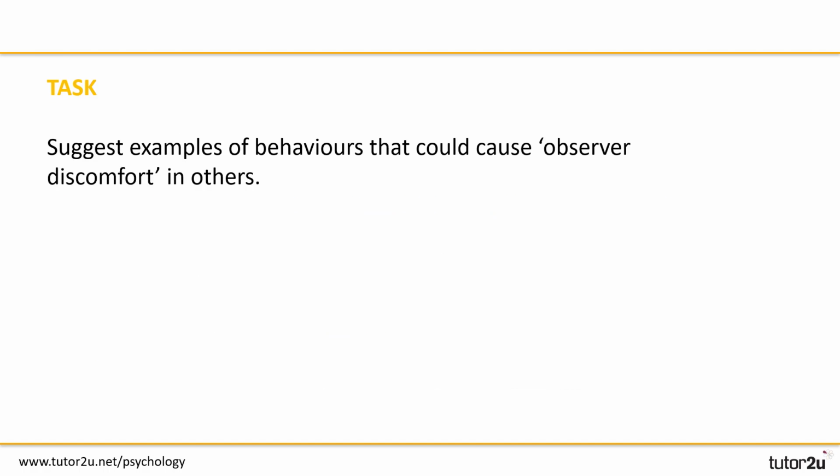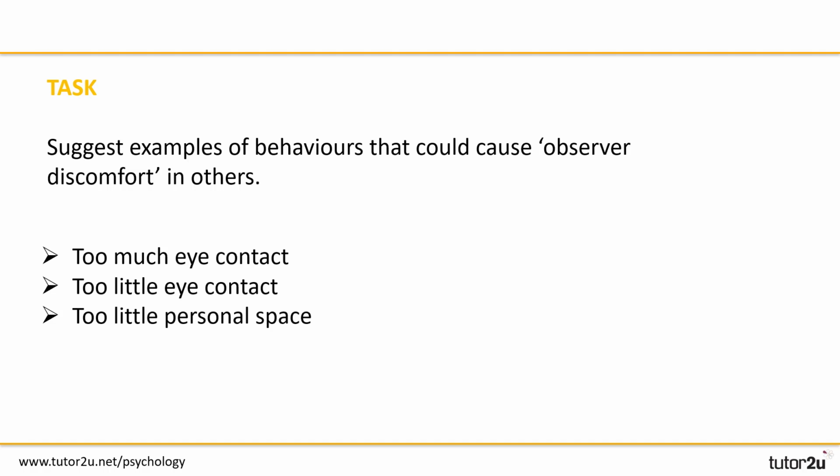Now for another task, suggest examples of behaviours that could cause observer discomfort in others. We mentioned just moments ago that this refers to when someone's behaviour causes other people discomfort. Suggest some examples of what could lead to this and pause the video for a couple of minutes while you jot your answers down. Some examples are on the screen. Well done if you mentioned any of these or if you came up with your own.